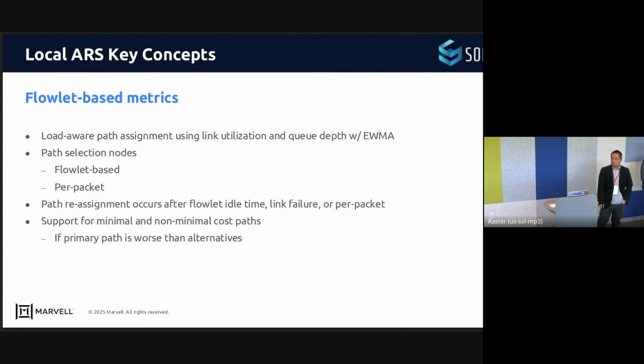And there's two main methods for using ARS. The primary would be flowlet based, where you use link failure or idle times to select the path for the next flowlet. The other one is more of a spray based method, which is per packet. You choose the optimal path for every single packet on your ECMP or LAG group. And there's also a concept of minimal and non-minimal cost paths, where you have a backup path if the primary path is worse than the alternatives as well.